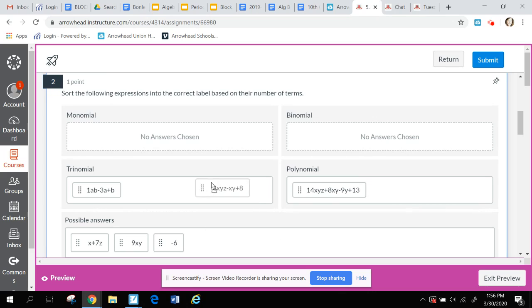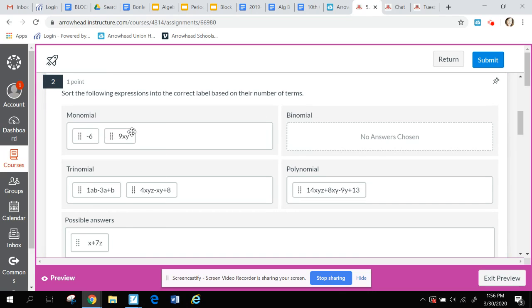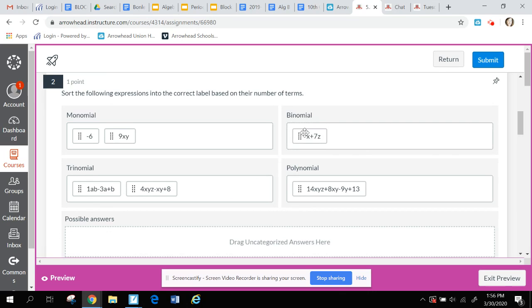This one here is another 3 terms, trinomial. -6 is a constant. That just means it's a monomial. 9xy, there is no addition or subtraction, so that's also going to be a monomial. And then x plus 7z, 2 terms, so that's going to slide into the binomial category.